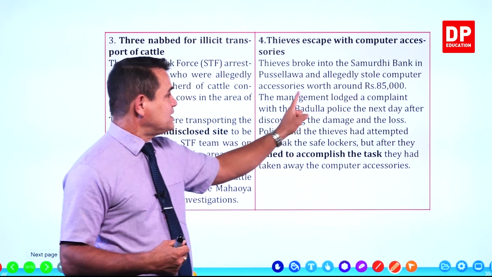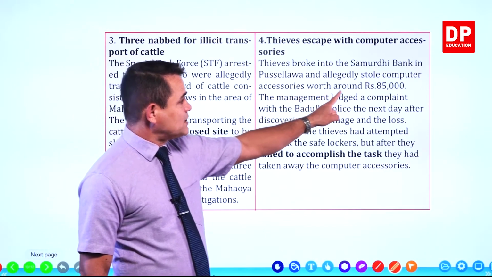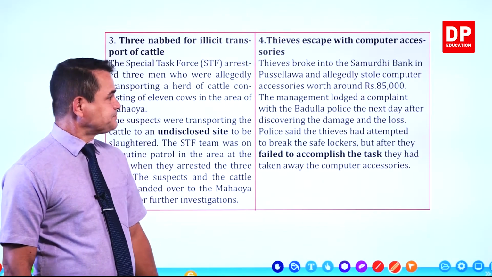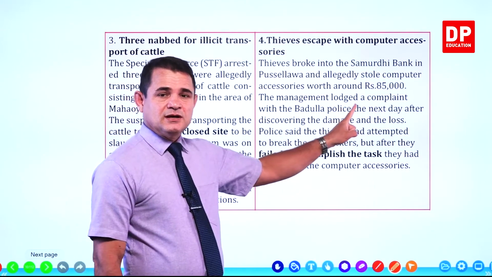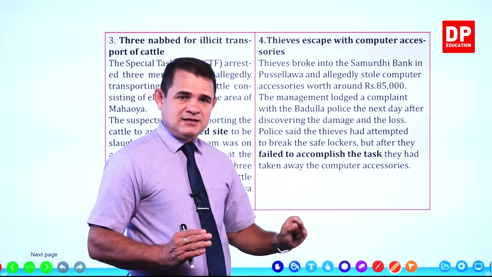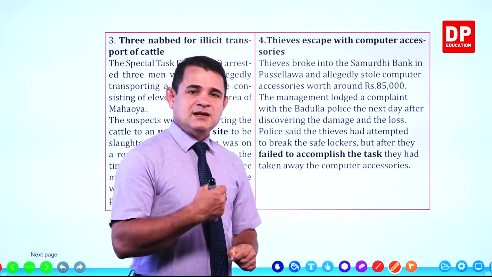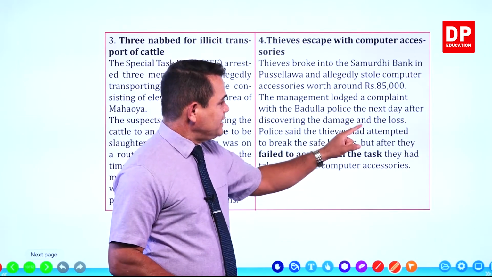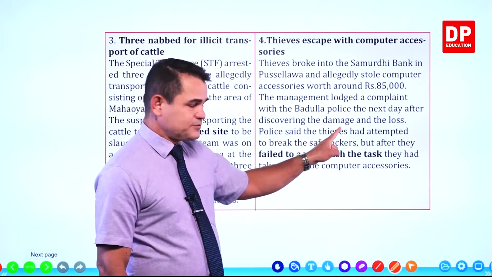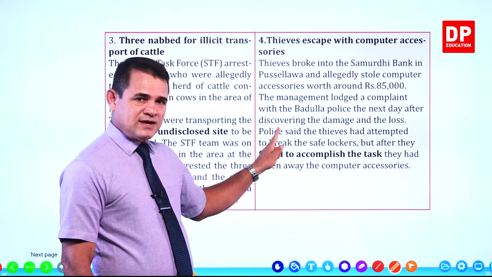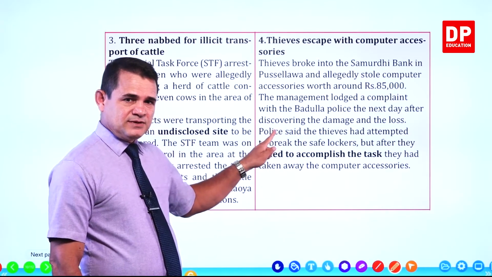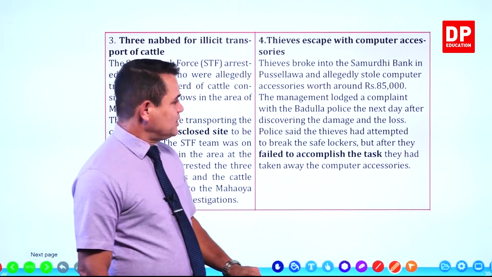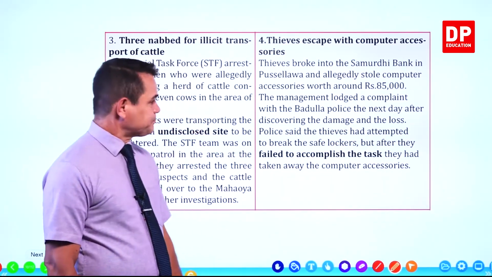සොරකම් කරලා තියෙනවා. Computer accessories worth around 85,000, 85,000ක් පමණ වටිනා කම්පියුටර් කොටස්. The management lodged a complaint. කළමනාකාරීත්වයේ lodge කරලා තියෙන complaint එකක් පැමිණිල්ලක් දාලා තියෙනවා with the Badulla police the next day after discovering the damage. After discovering, discover means finding. Damage එක සොයාගත්ත පස්සේ ඒ කියන්නේ පහුවදා පොලිසියට ගිහිල්ලා පැමිණිල්ලක් දැම්මලු and the loss සහ ඒකේ පාඩුව පිළිබඳව.